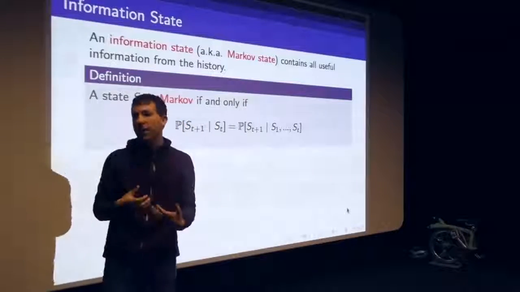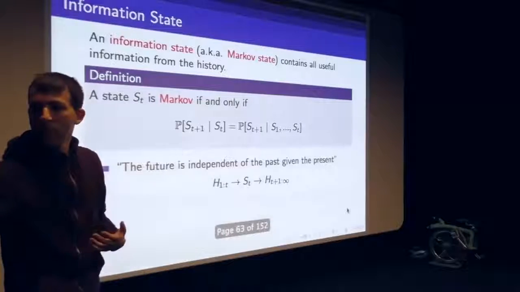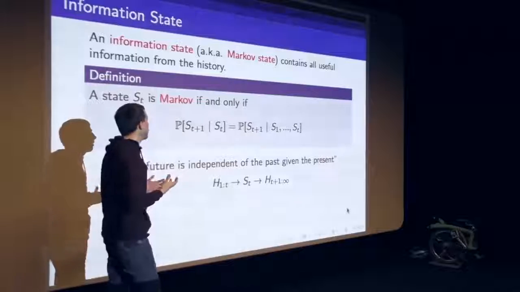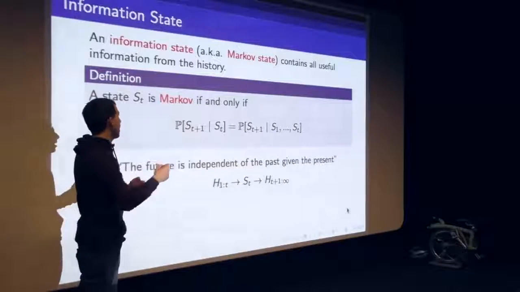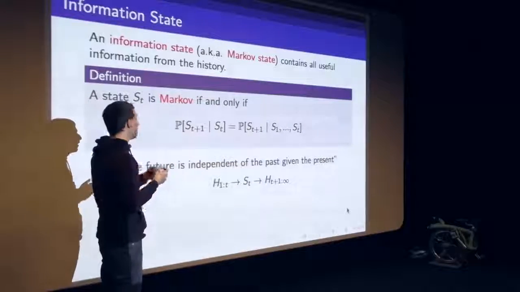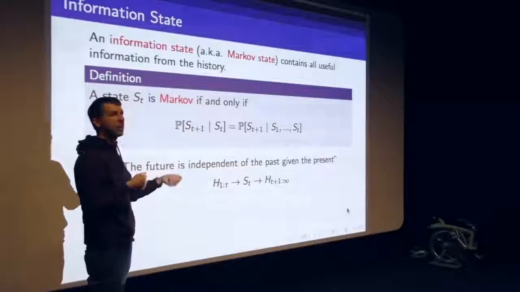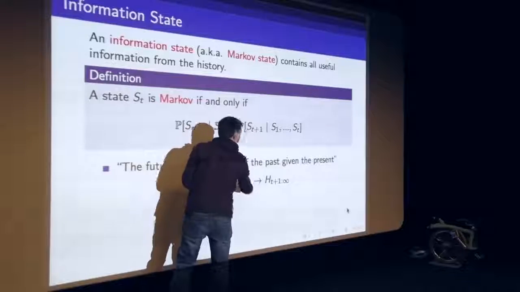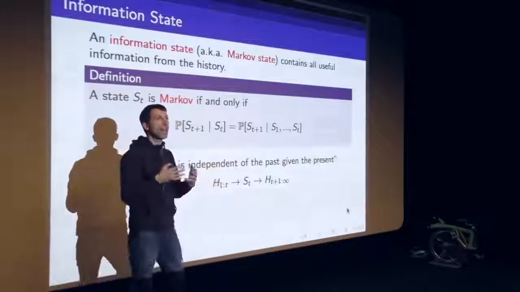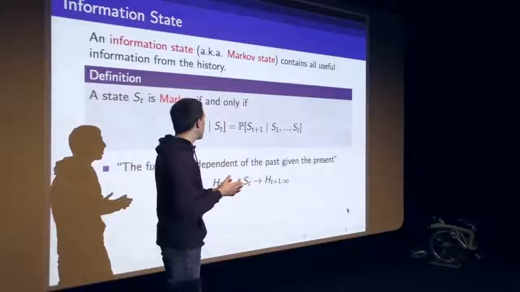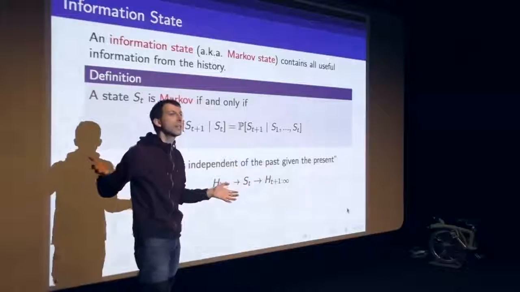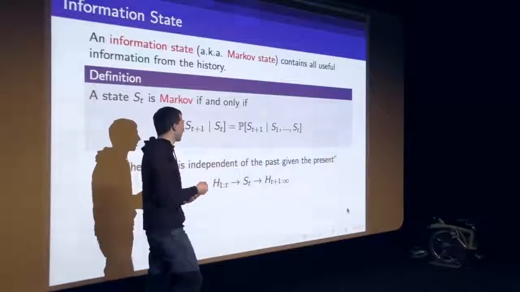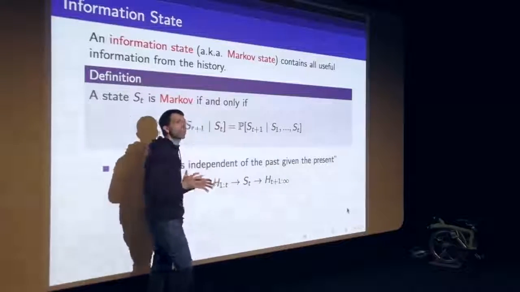So let's just try and understand what that really means. I like to think of it this way: if you have the Markov property, then the future is independent of the past given the present. In other words, you only need to store this S_t here. If you've got this state representation S and it's Markov, you can throw away the whole rest of the history. You don't need it because that history doesn't give you any more information about what will happen in the future than the state that you have. That's what the Markov property means.